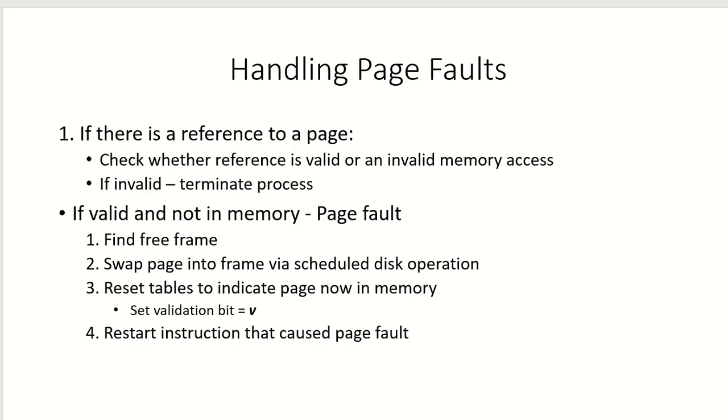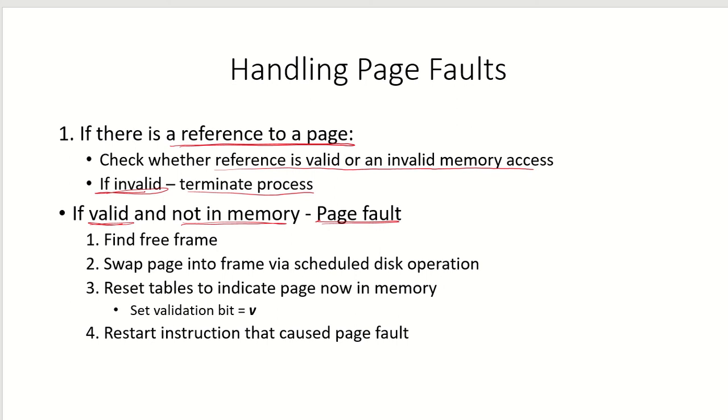If there is a page fault, how is it handled? First of all, if there is a reference to a page by the microprocessor, the MMU will first check whether the reference is valid or an invalid memory access. If the memory reference is invalid, the operating system will terminate the process. If the reference was valid, that means it is referring to its own address space and not to the address of any other process, and the page is not in the memory, then we have a page fault.